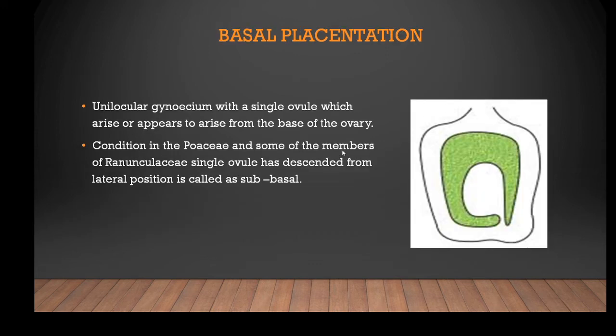Basal placentation. The term is used for the unilocular gynoecium with a single ovule. This is a single ovule, which arises or appears to arise from the base of the ovary. In conditions in the Poaceae and certain Ranunculaceae, where the single ovule has descended from a lateral position, it may better be called subbasal. This is basal placentation: a unilocular gynoecium with a single ovule.